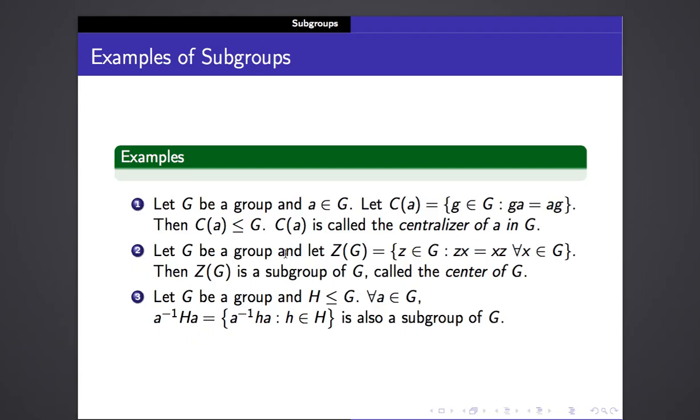Second example, let G be a group and let Z(G) be the set of all elements in G which commute with any element in G. This is also a subgroup of G, and we call it the center of G. So this is again the set of all elements in G that commute with everybody, any element of G. Obviously, if G is an abelian group, then the center is the same as the group itself.